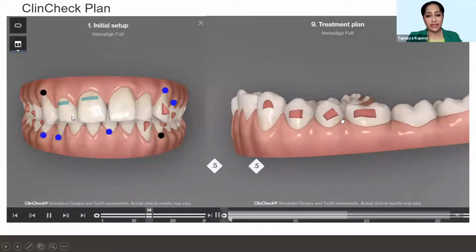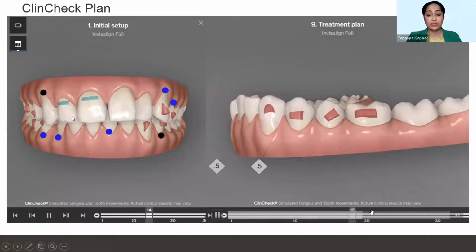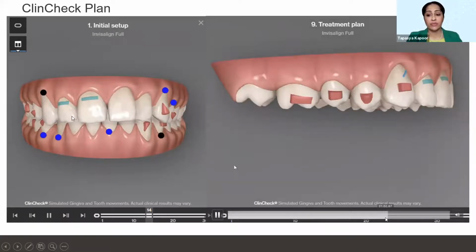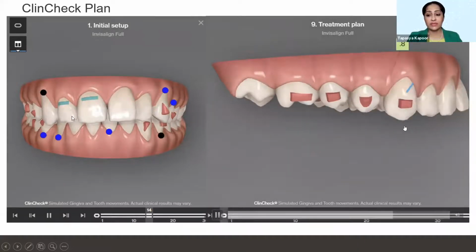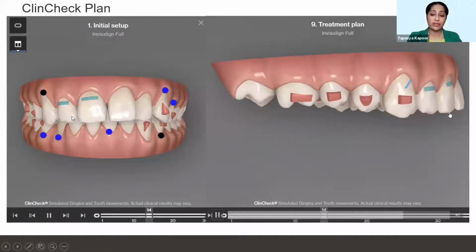On the left side, I did add some attachments on the lower molar and the second premolar as well. Some IPR in the lower to do the midline correction. Now, when we're looking at the upper incisor, there's a fair bit of intrusion. In this case, we are doing simultaneous torquing and intrusion. This is different from the first case.